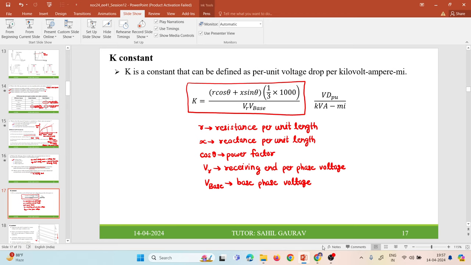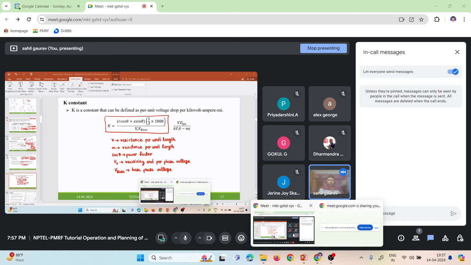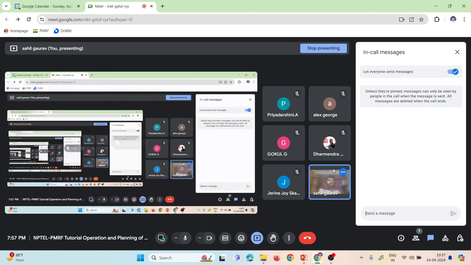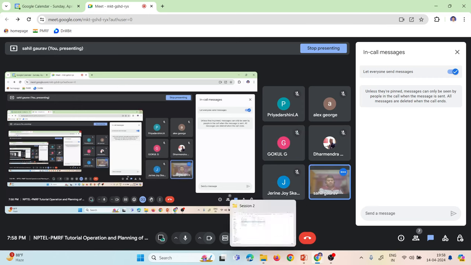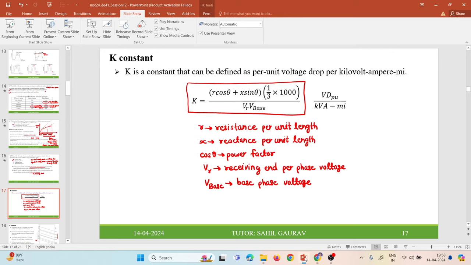So Gokul, I would suggest you write this problem in the discussion forum. Okay, I'll do that, so that we can ponder upon it. Because in the discussion forum, all the team members can see this doubt.